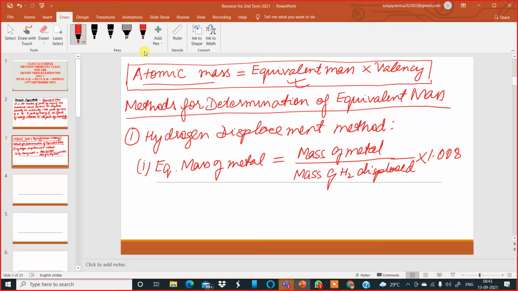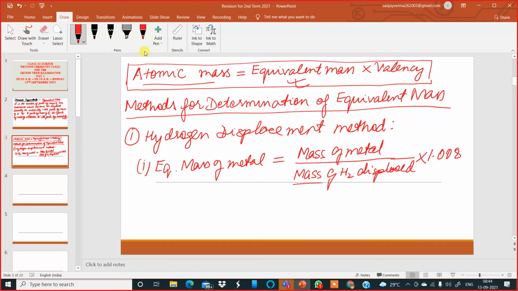Suppose there is a reaction between an active metal and acid. Okay. So by using this formula, the amount of hydrogen gas which is given out when the metal is reacting with a particular given acid can be found out easily by applying this formula.